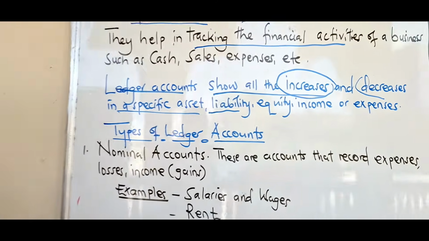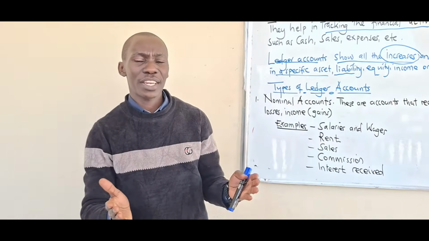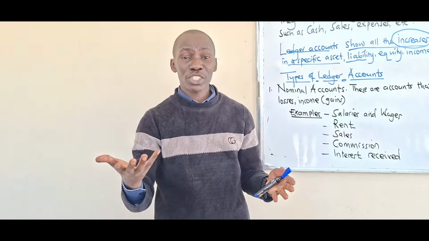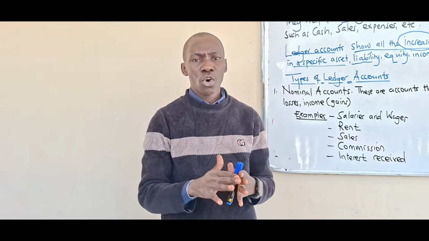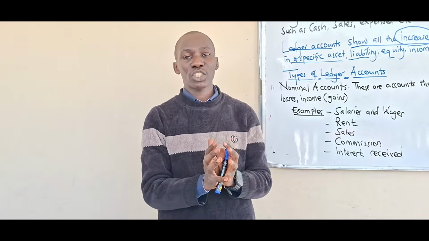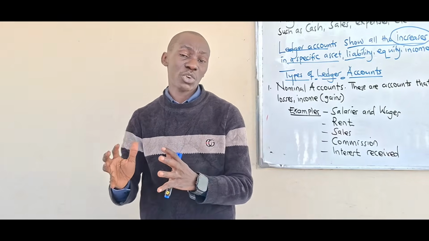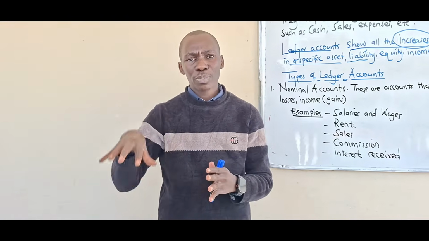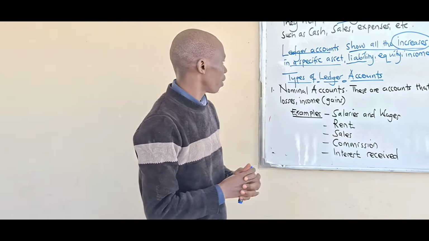By mere looking at your transactions in your books of original entry, you can't know that the sales are increasing or expenses are increasing, or they are reducing. But the moment you look at our ledger, where you have summarized your sales together, where you have summarized your expenses, you can make a conclusion that our sales are increasing, our expenses are increasing or reducing either way.